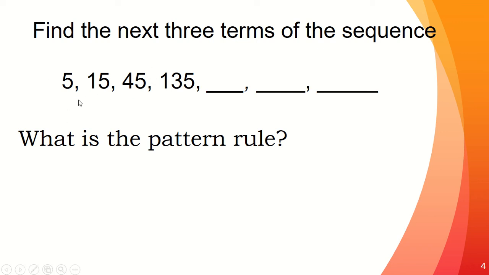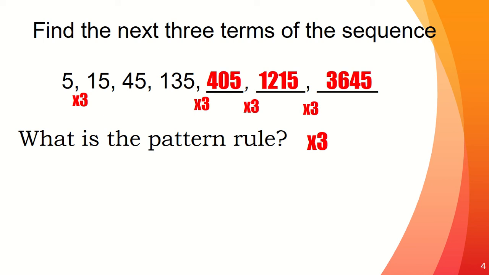So think, how will you get 15 out of 5? So you will have times 3. If you multiply, 5 times 3, we have 15. 15 times 3, we have 45. 45 times 3, we have 135. So to get the next term, multiply din natin. 135 times 3, we have 405. Times 3 again, we have 1215. Times 3 again, we have 3,645. So the pattern rule again, times 3.